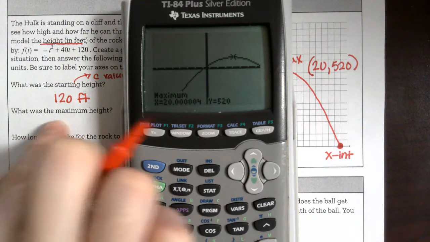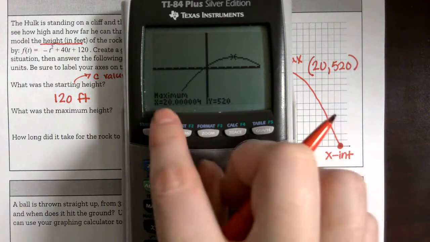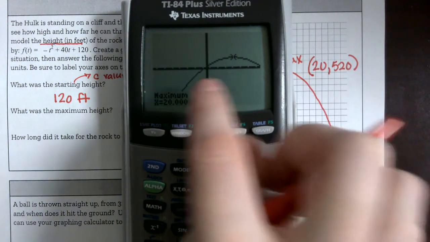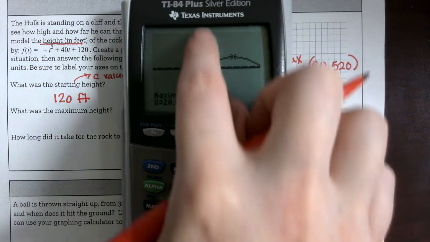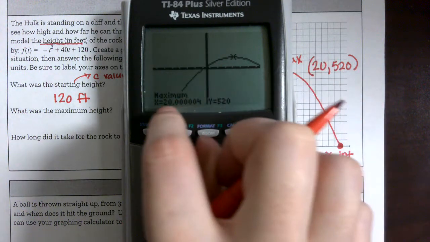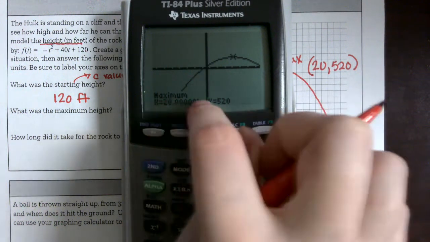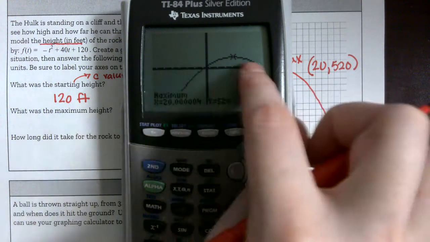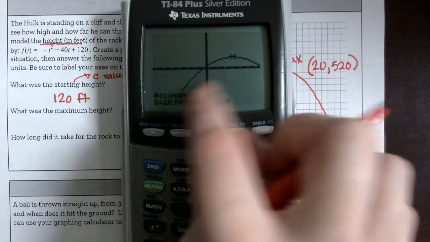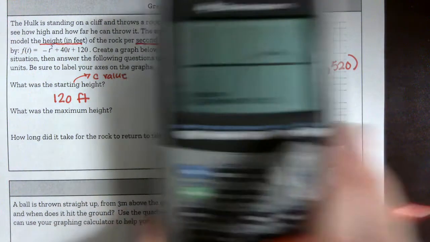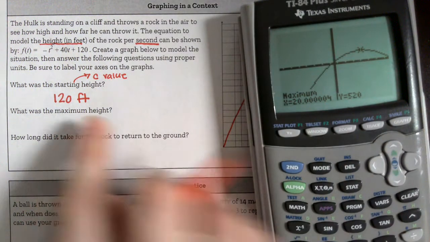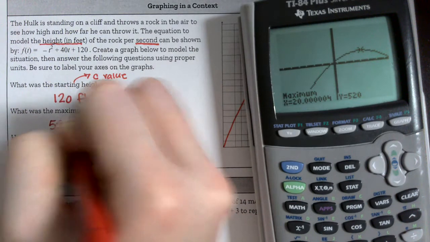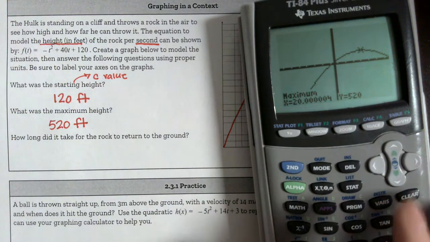And so when it's asking me my maximum height, I need to know whether that's my X value or my Y value. Height is always your Y value because that's a vertical distance. Your X value is going to be like time usually. So what this 20 represents is the number of seconds it took to get to the maximum height, but our maximum height is 520. And it took 20 seconds to get there.